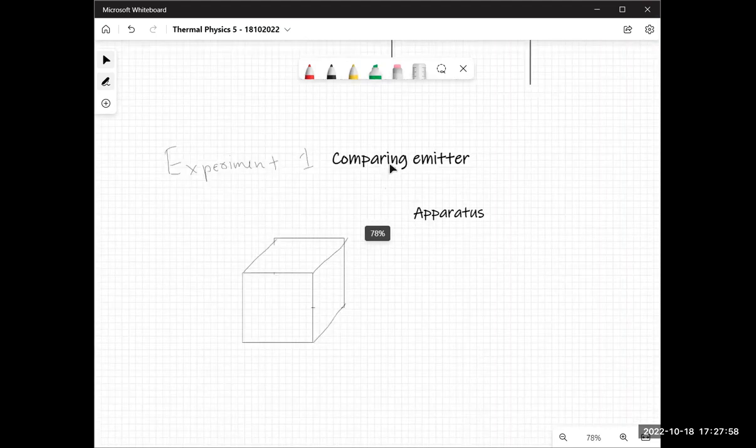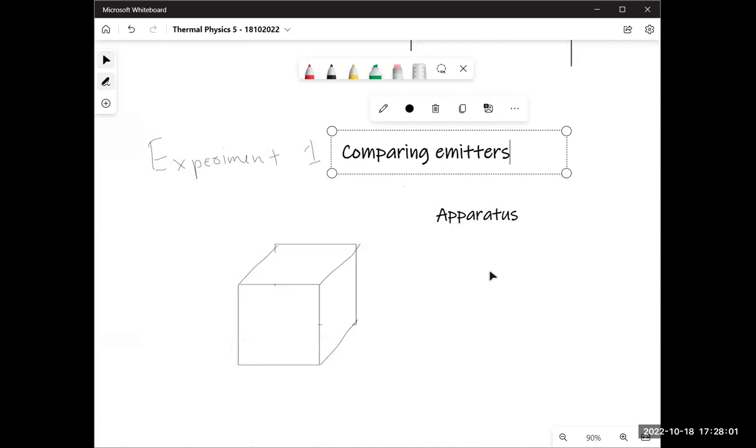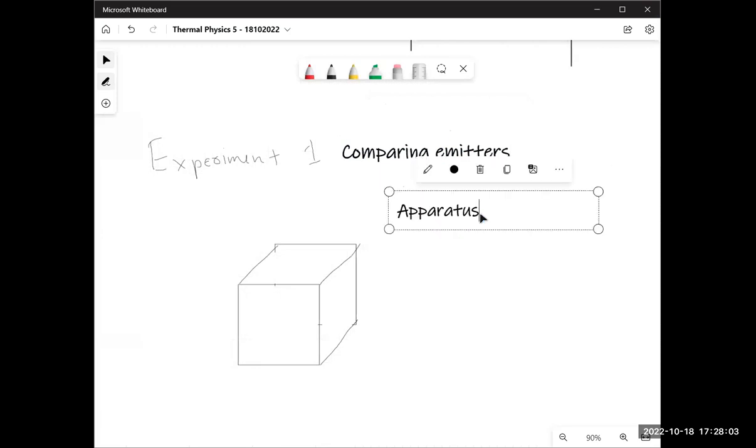Now look at the whiteboard. You have experiment 1, comparing emitters. For this experiment, you need apparatus. Now this is related to paper 6 practicals, but since it is related to this chapter, we'll do it right now. And now I want you to write this down.